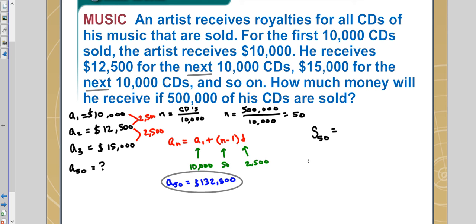So now we pick a formula. We know the first term, we know the last term. So I'm going to use the one that says take your n, which in this case is 50, divide it by 2, and multiply this to the first term, which is 10,000, plus the last term, which is 132,500. We're going to use this to find our actual amount of money here that we'll totally make.